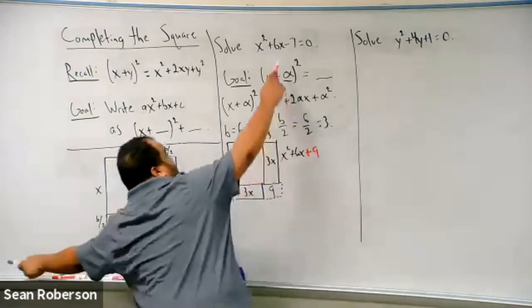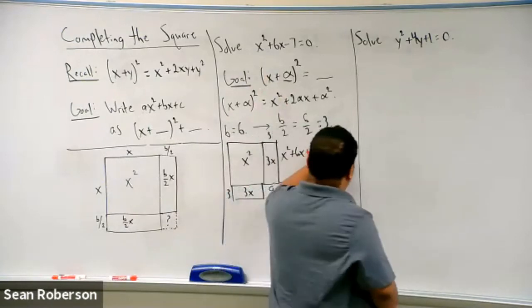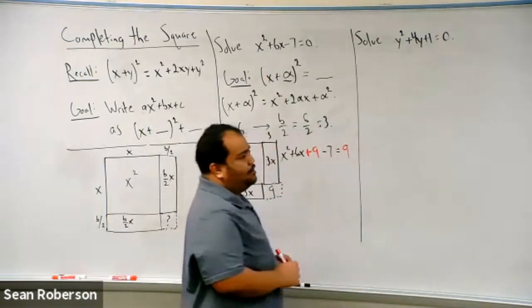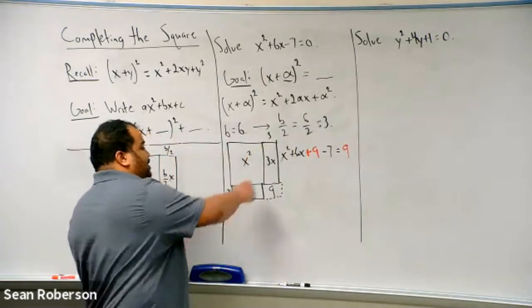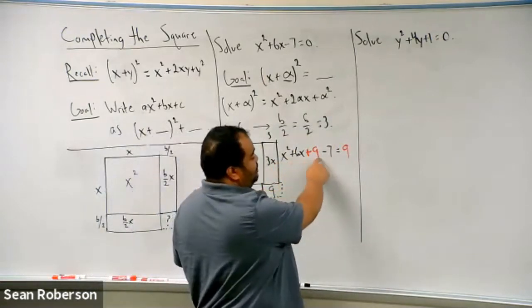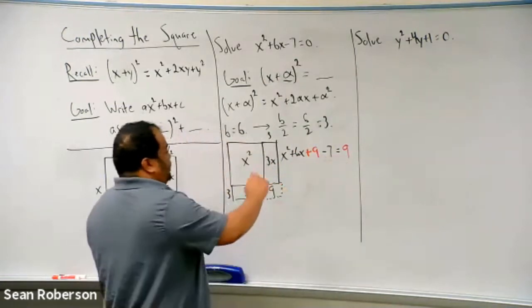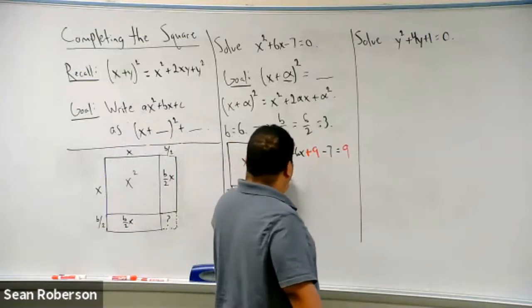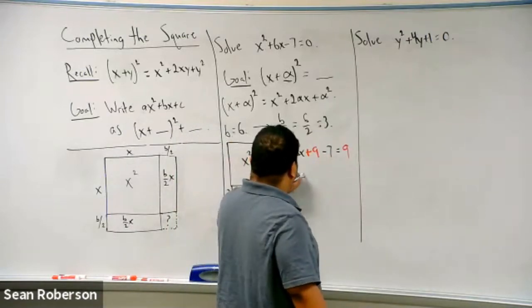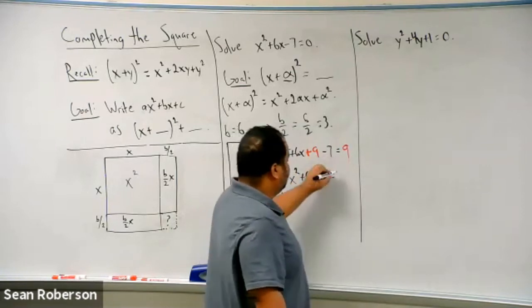And remember, we still have the -7 floating here. And in order to keep this the same, I'm going to add 9 to both sides. So I now have x squared plus 6x plus 9 minus 7 equals 9. Now, what I'll do is I'll add 7 to both sides, and I'll get x squared plus 6x plus 9 equals 9 plus 7, that's 16.